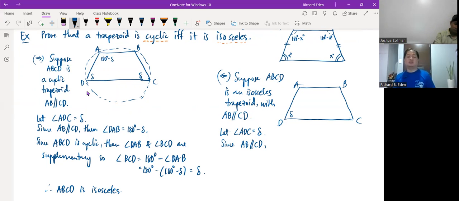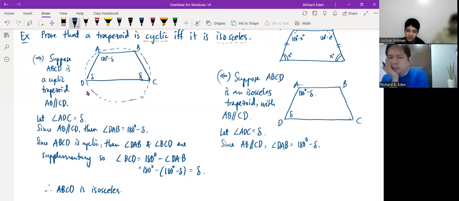Which angle is adjacent to D? Is it angle A or angle C? Adjacent relative to the parallelism, so you're talking about DAB. This uses the fact that the quadrilateral is a trapezoid. But now this is an isosceles trapezoid.